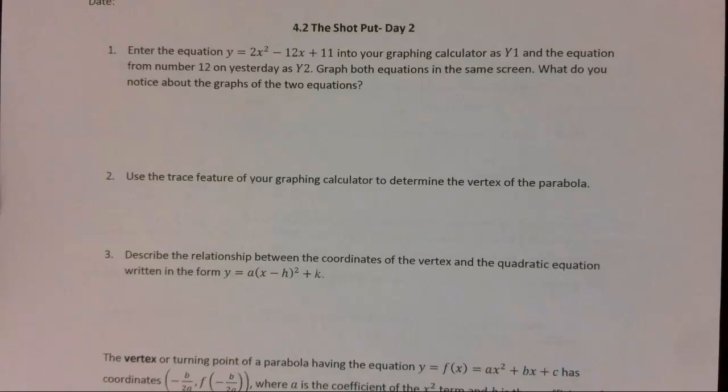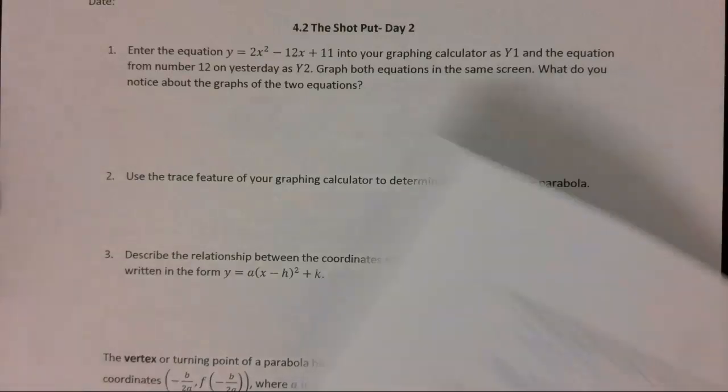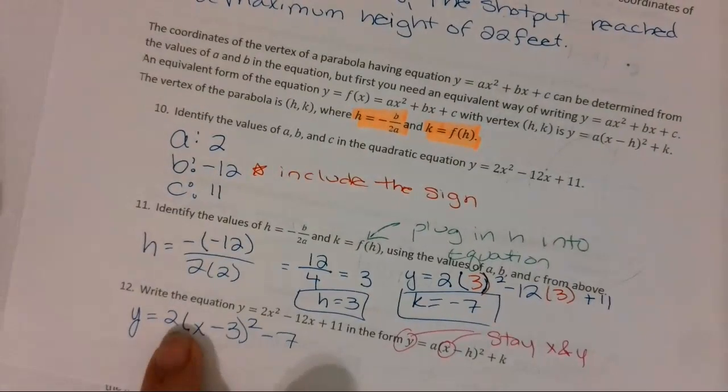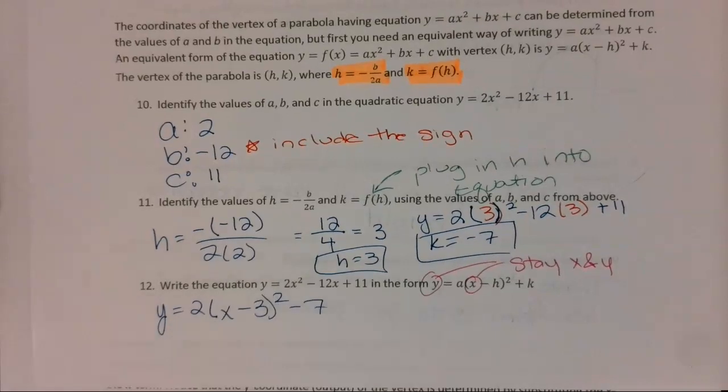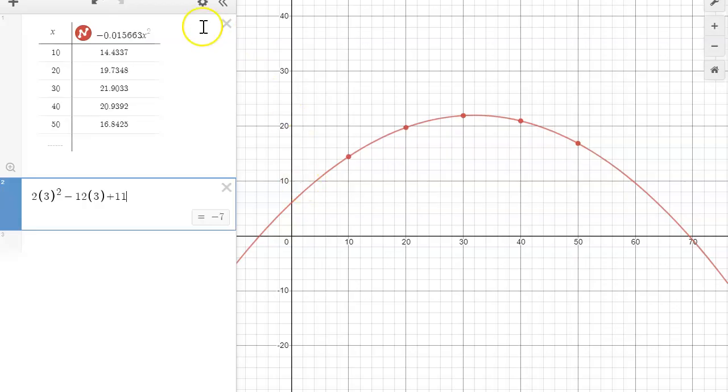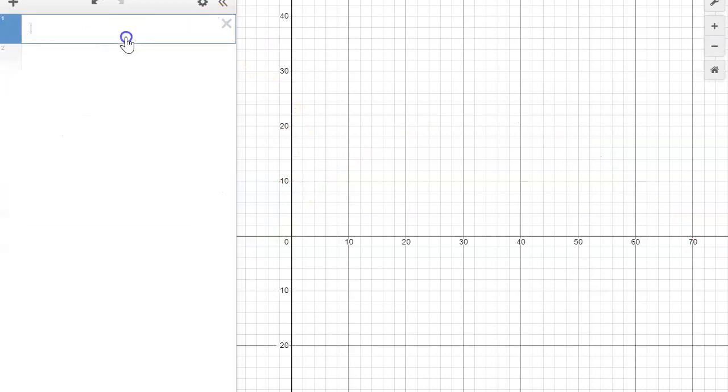All right, so for this one, we are putting our equation from yesterday, the y equals 2x squared minus 12x plus 11, and then the one we got for our answer on number 12, which was this one. We're going to type those both on the Desmos. So let's see what I have. I don't have either one of them typed.